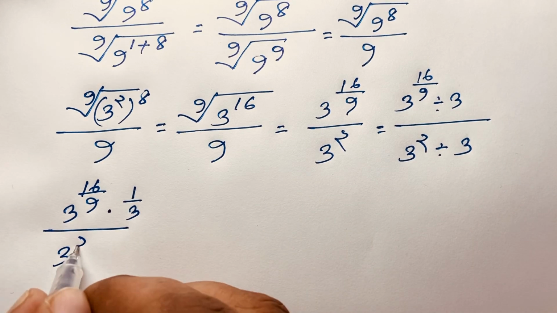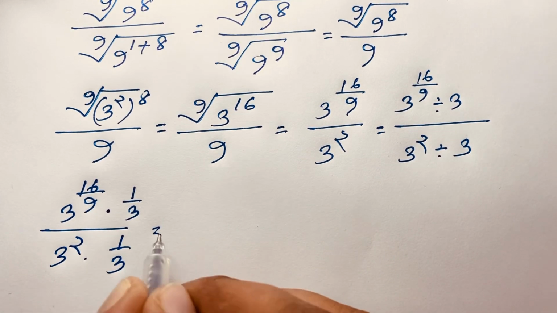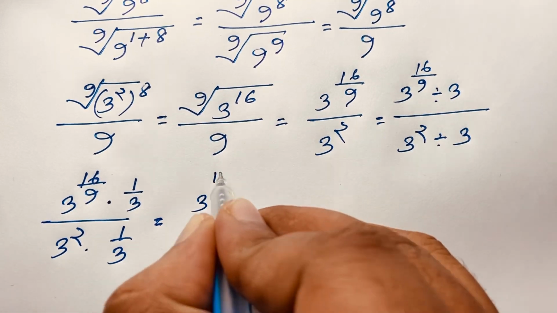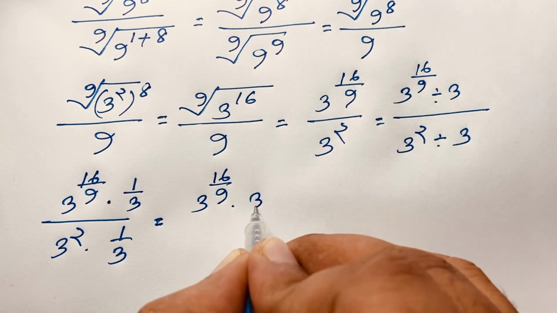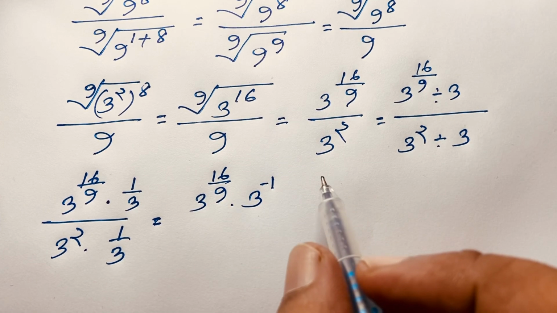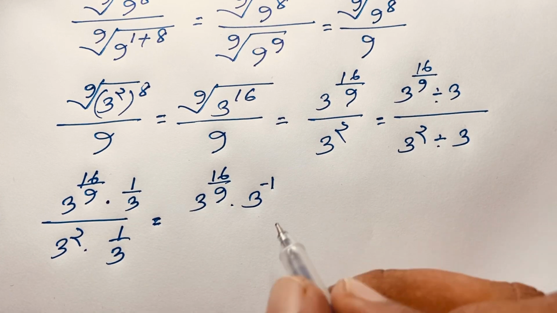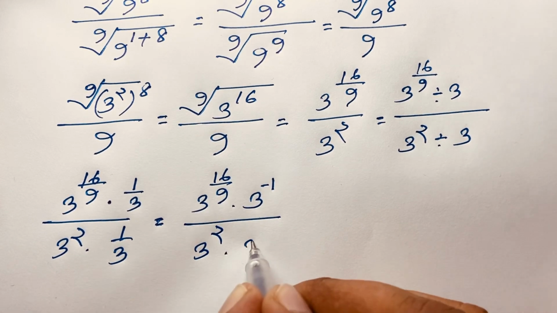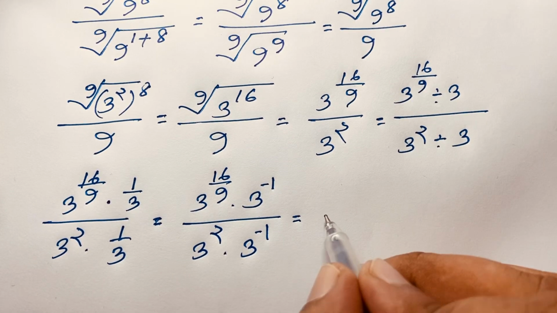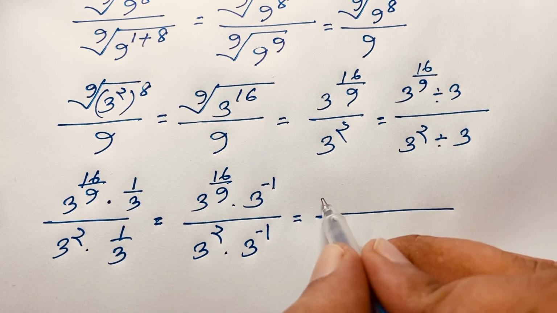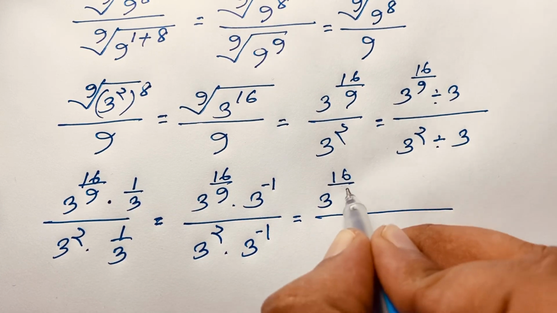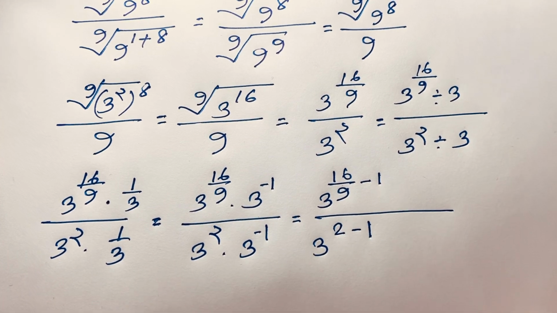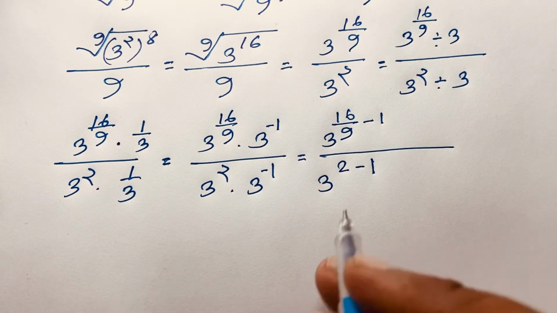Here it is 3 to the power 2 times 1 over 3. Then it will be 3 to the power 16/9 times 3 to the power minus 1. According to the exponential law, 1 over a to the power n is a to the power negative n. Then here 3 to the power 2 minus 3 to the power minus 1. Now I can say it will be 3 to the power 16/9 minus 1, over 3 to the power 2 minus 1. Yes, we'll find our final answer at this moment.